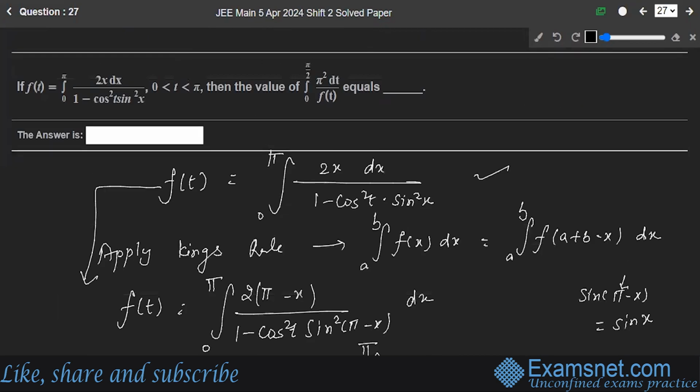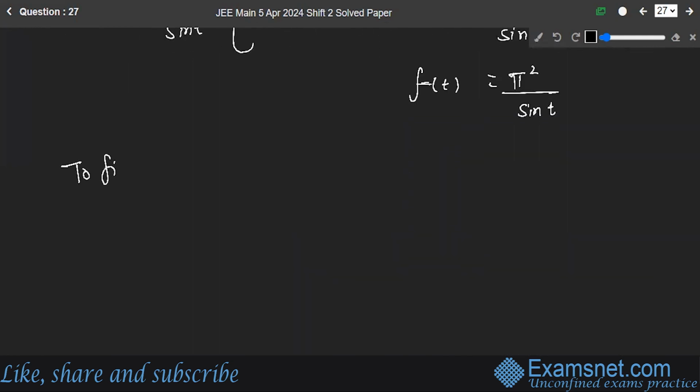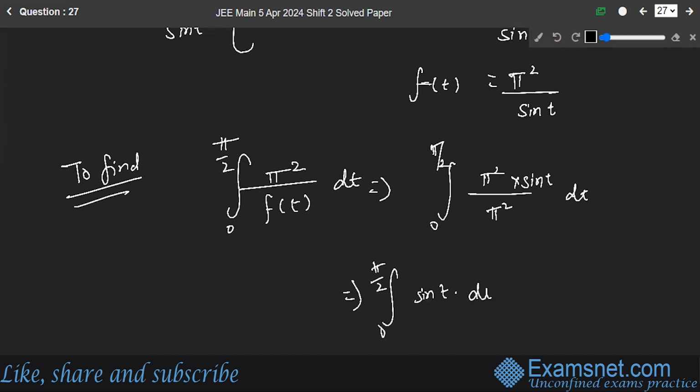Now in the question, what you had to find out was this integral. Limit 0 to pi by 2, pi square upon f of t, to find limit 0 to pi by 2, pi square upon f of t and dt. So this is pi square upon pi square into sine t, which is this.